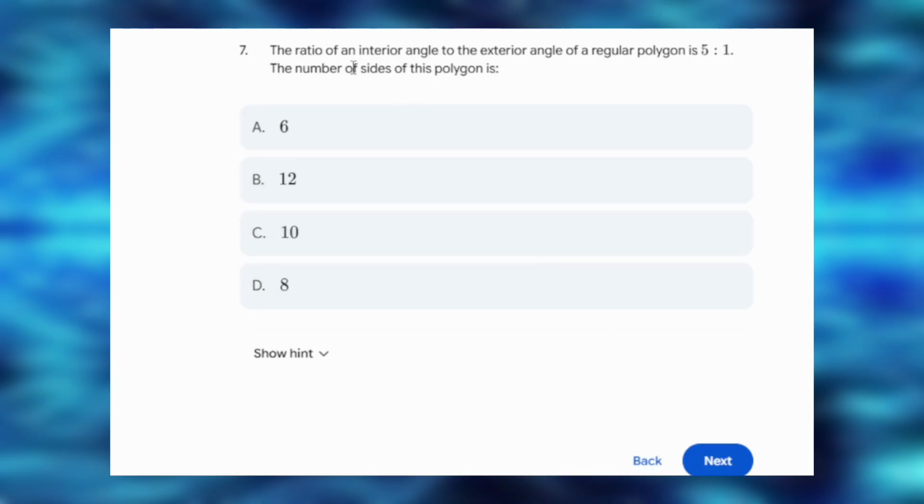Next sum. The ratio of an interior angle to the exterior angle of a regular polygon is 5:1. The number of sides of this polygon is. The sum of the interior and exterior angle is 180. Here total parts of the ratio 6. 6 parts equal to 180, 1 part equal to 30. Therefore, exterior angle equals 30 degrees. Number of sides we get 360 by 30, 12. Number of sides 12.